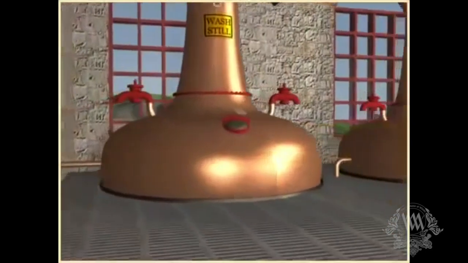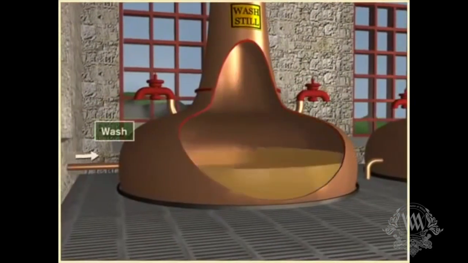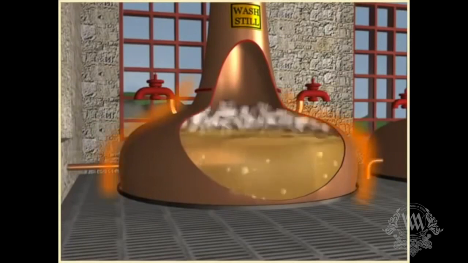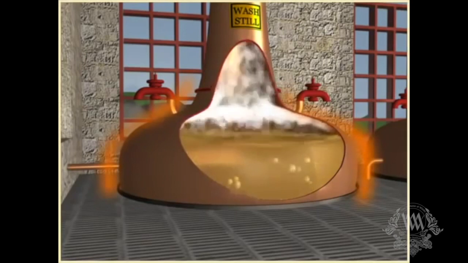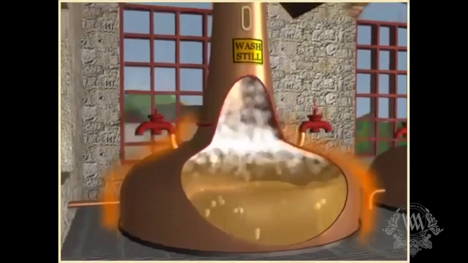This involves monitoring the temperature of the still and making adjustments to the heat source as needed to maintain a consistent temperature. Too high of a temperature can result in a harsh, bitter spirit, while too low of a temperature can result in a weak, insipid spirit.